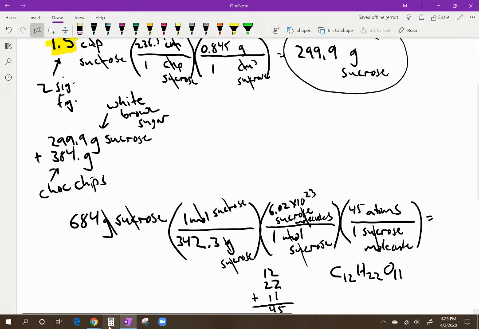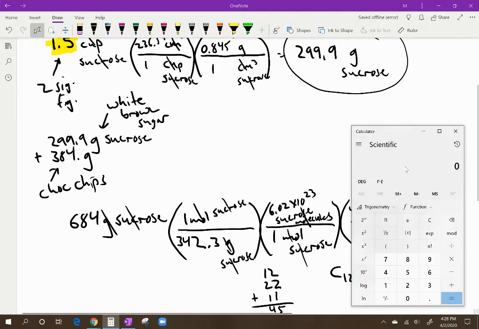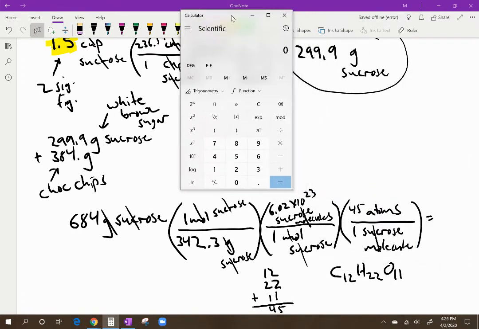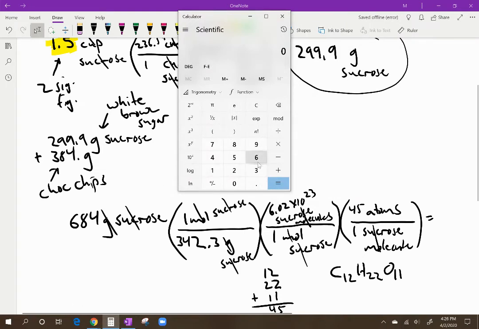All right, so now I can get out my calculator and do this stoichiometry. Oops, I can move the calculator. That will be helpful. Get it up there, a little bit out of the way. Okay, so 684 divided by 342.3 times 6.02 E 23. So this E means times 10 to the power. And on my calculator, it's an EXP button. It's different on different things. Sometimes it's a big E button. And then times 45 atoms.